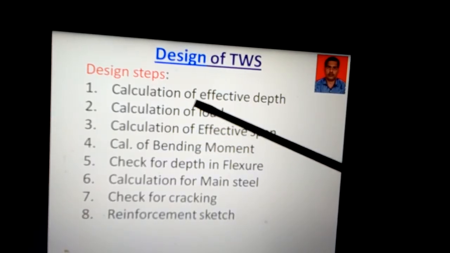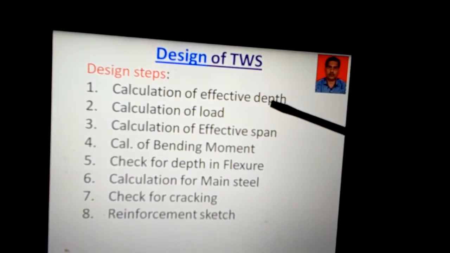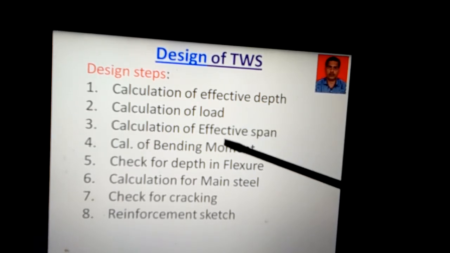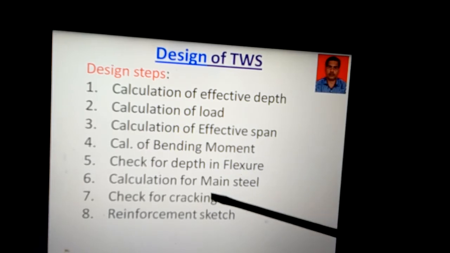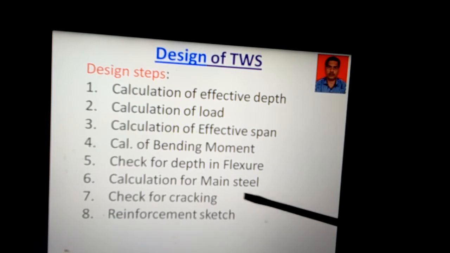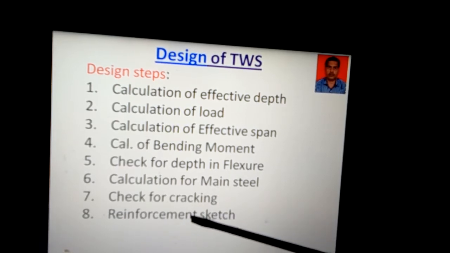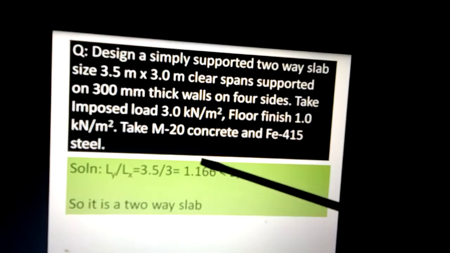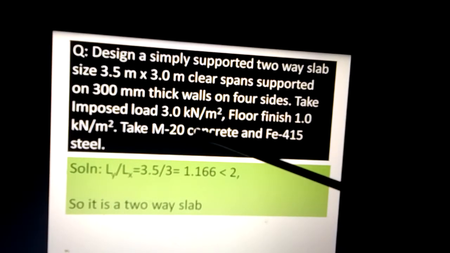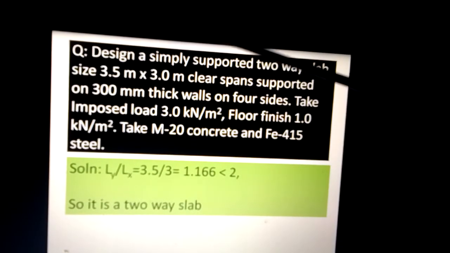Now to begin with the design of the two-way slab, the first step we have to carry out is the effective depth calculation, followed by the load calculation, effective span calculation, bending moment calculation, checking the depth in flexure, then calculation for the area of the main steel, then checking the slab for cracking, and finally to draw a reinforcement sketch. To follow all these steps, we have taken a numerical problem.